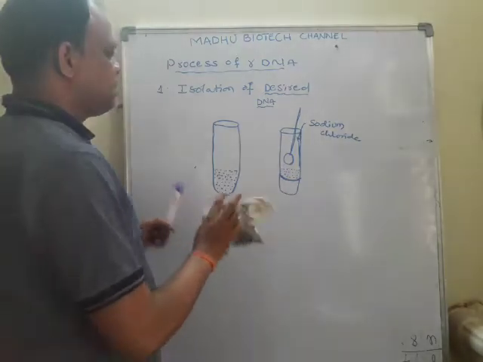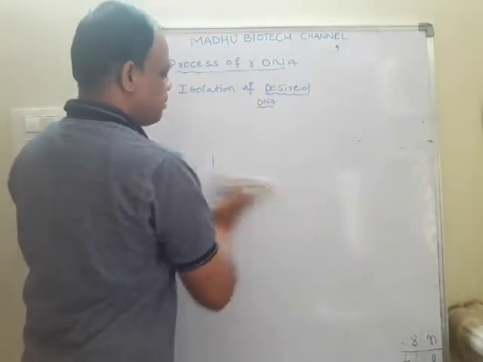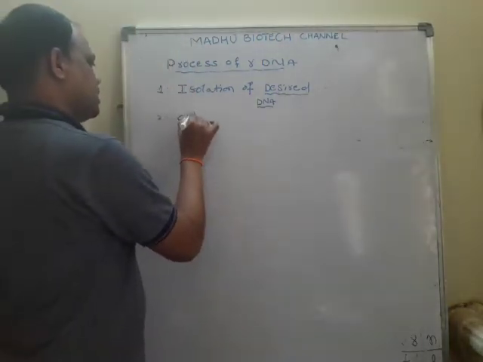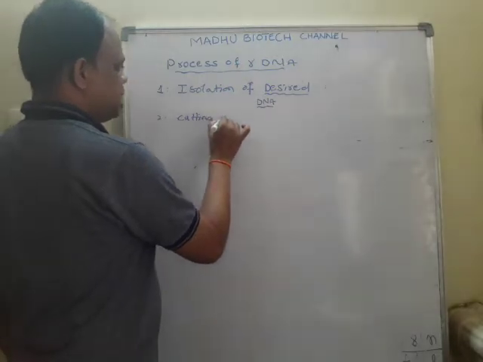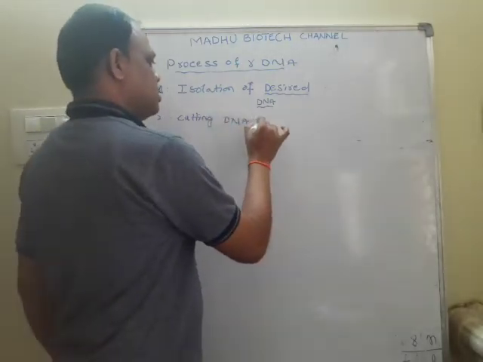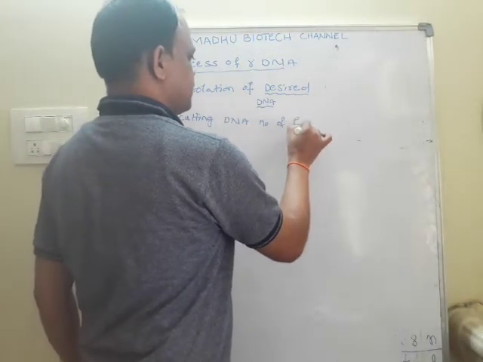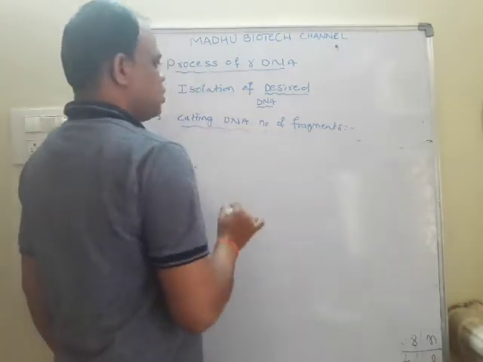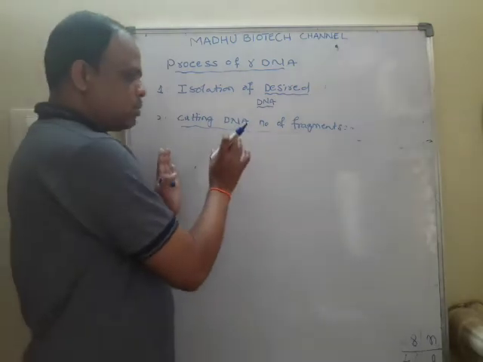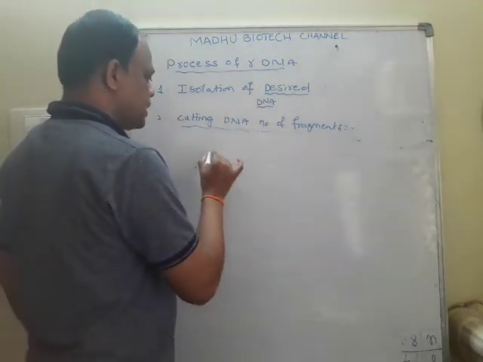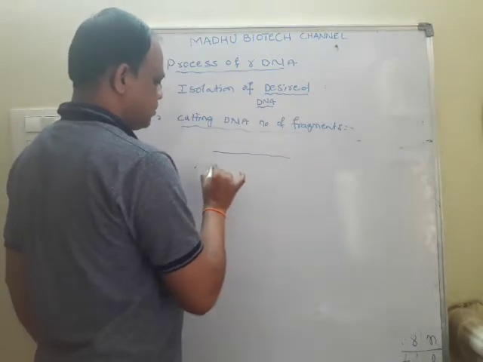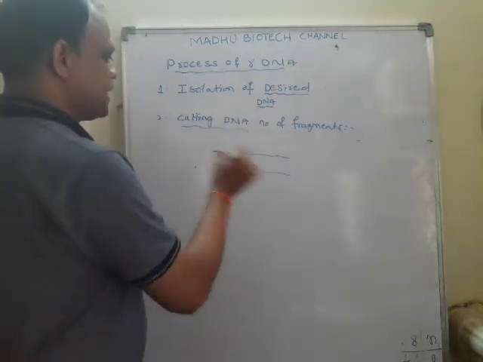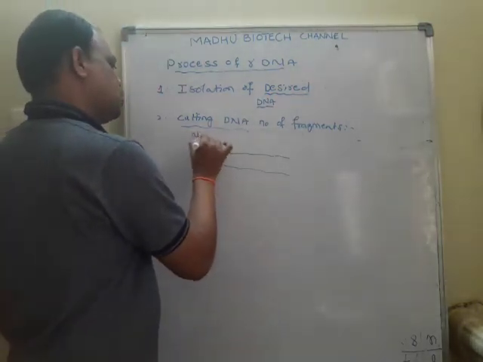And then the next step is to cleave the DNA into a number of fragments. The second step is cutting the DNA into a number of fragments. So when the DNA is formed in pure form, it is cut into a number of fragments with the help of nuclease enzymes.